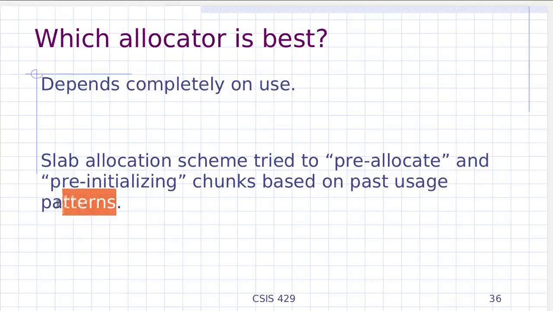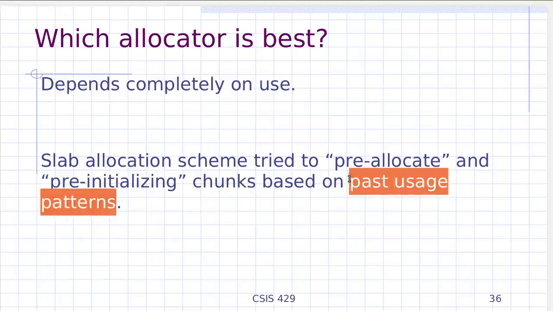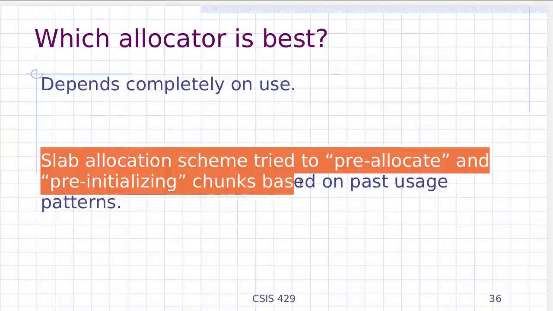Okay, so there are also slab allocation schemes that try to pre-allocate and pre-initialize chunks based on the past usage. So the idea there is something that you see in computer science a lot. If you see a pattern of use in the past, and you can guess that the near future will look like that, you try to be proactive and say, okay, I used chunks of size 100 in the past. It's likely that I'm going to get the same kinds of requests, and then you can pre-initialize these 100 byte chunks, assuming that you're going to get more of those.